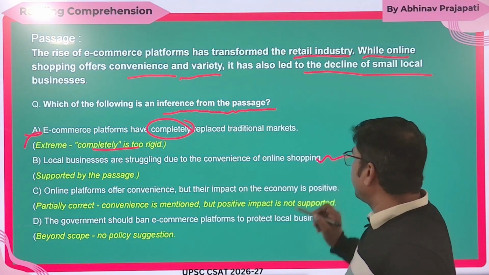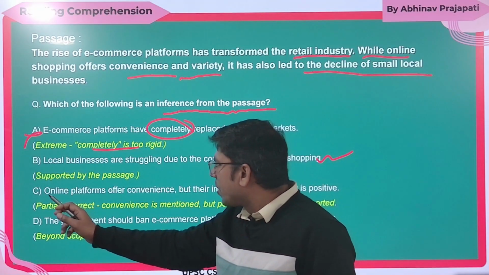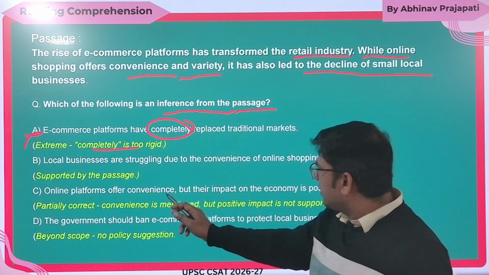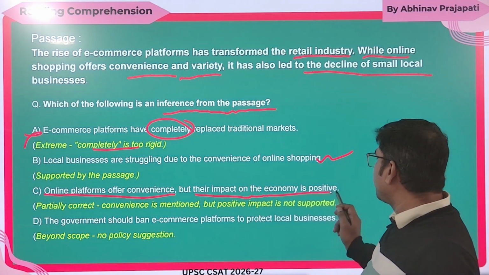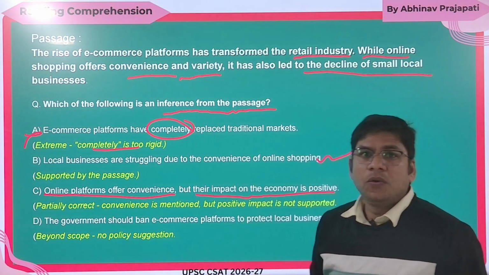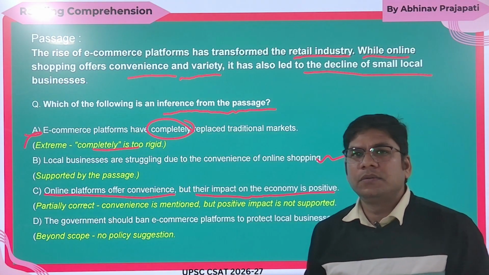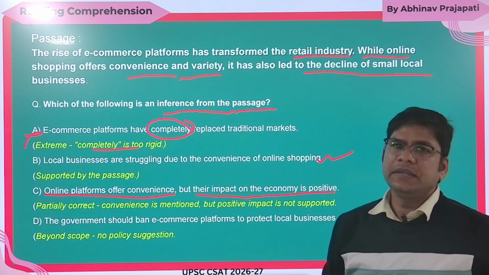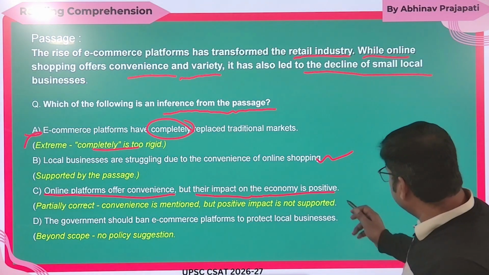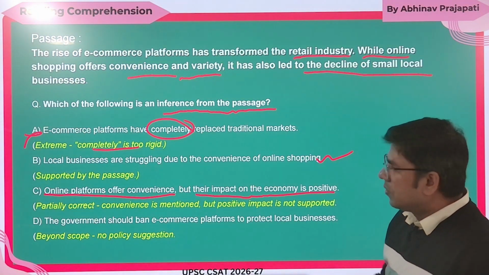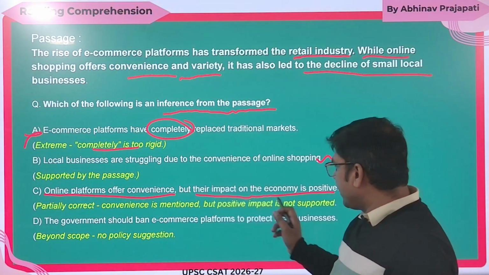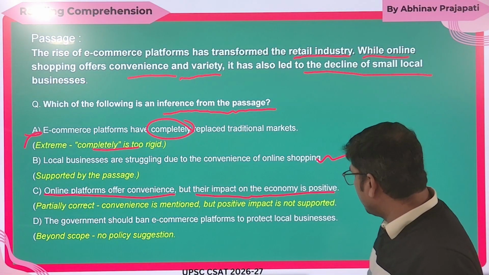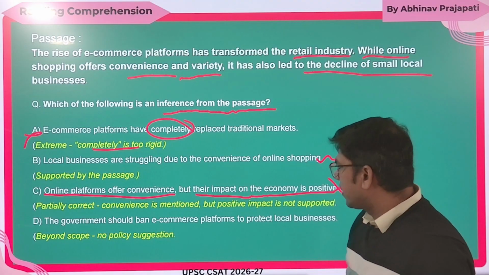Online platforms offer convenience. This is true, but their impact on the economy is positive. Here the passage says local businesses are declining, so the impact would be negative on the economy, but this option says positive. So the first part is aligned with the passage, but the second part is not stated in the passage, so this is not correct. So option C is not correct.